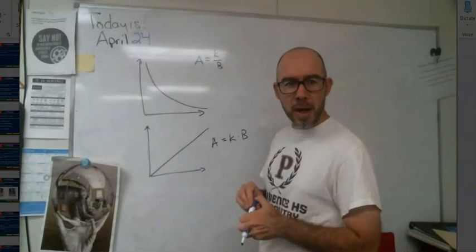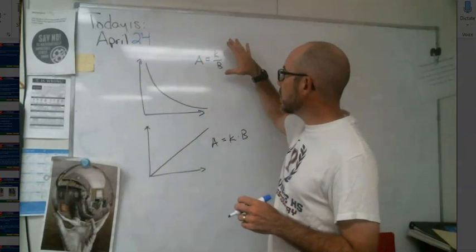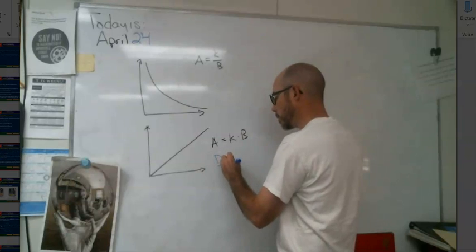Okay, so we've got two situations that have two pictures. We're going to have some things that relate to each other like this, and we call this direct variation.